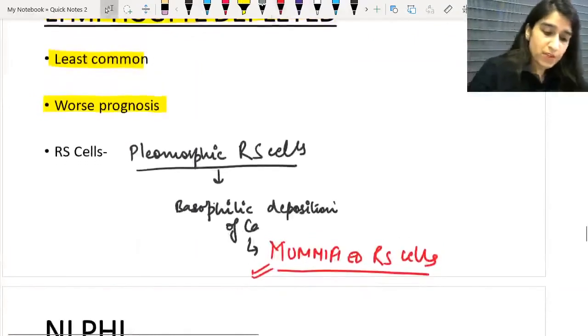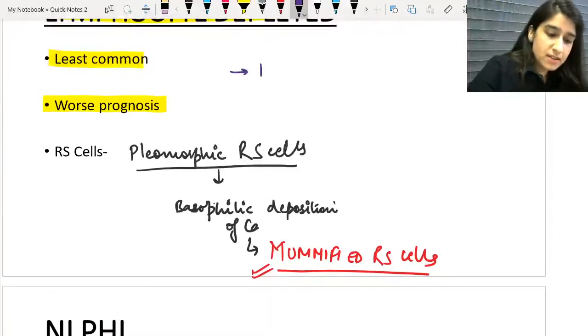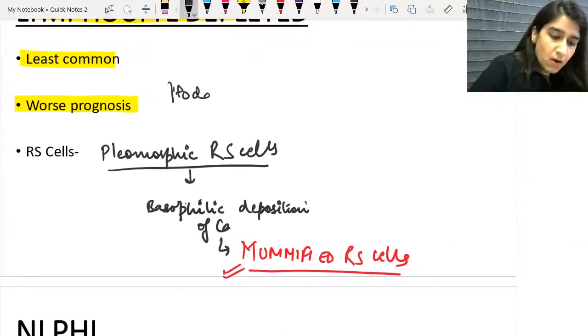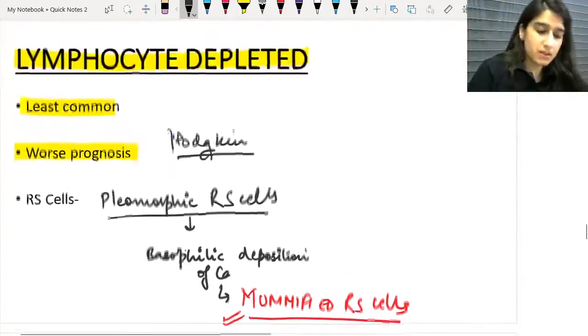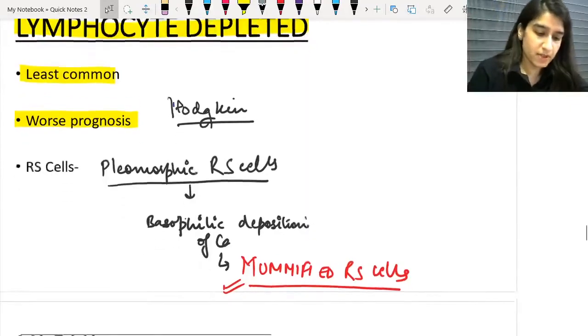One important question. There was a question, Hodgkin cells are seen in. So the Hodgkin cells are seen in lymphocyte depleted type of Hodgkin's lymphoma. Hodgkin cells are nothing, just the atypical lymphocytes, right?